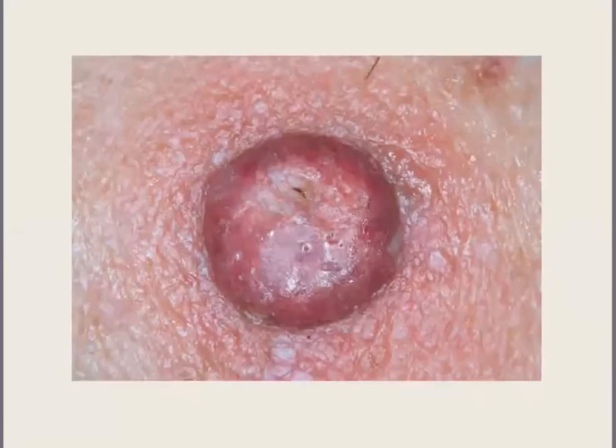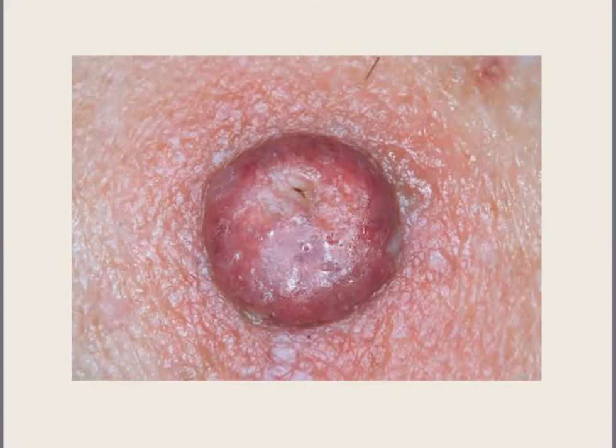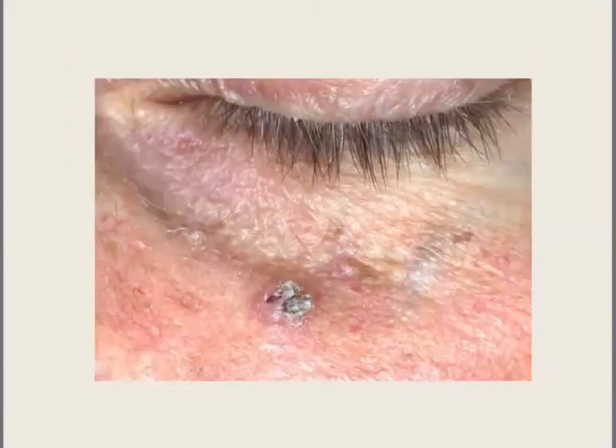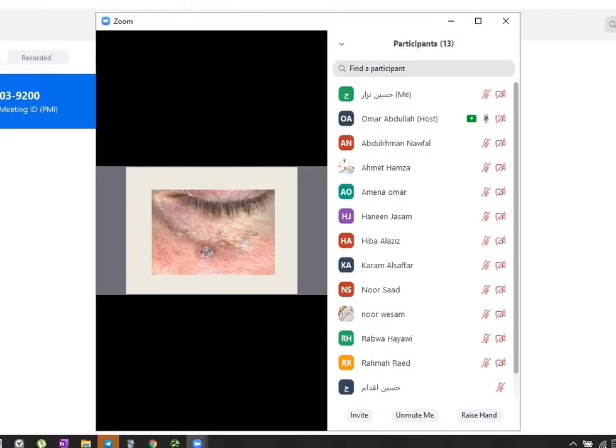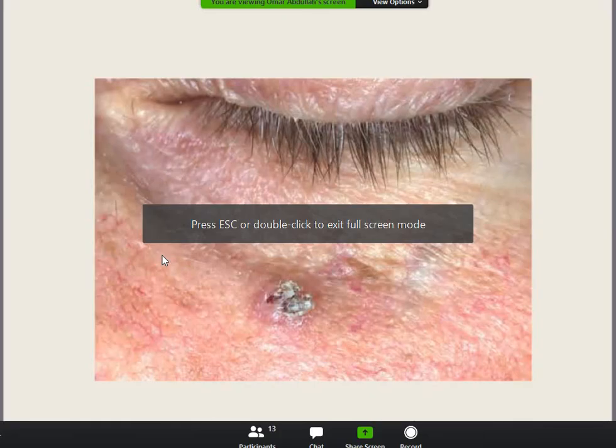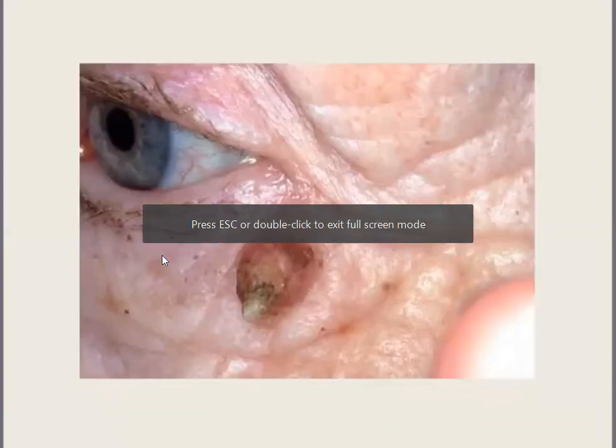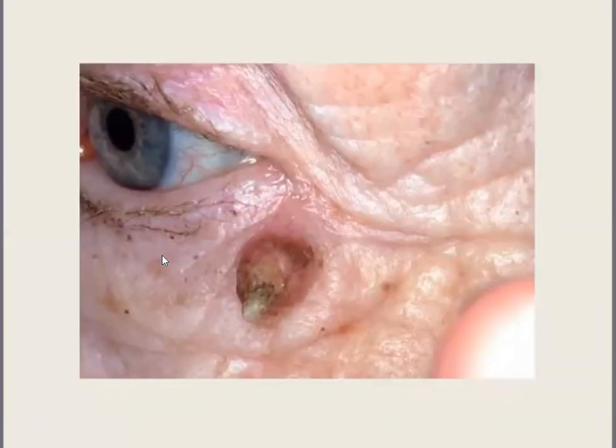Okay. See here there is almost no scale. Squamous cell carcinoma not arising from AK. Almost no scale, and the tumor is firm. You feel it is firm. Okay. Another one, I'm sorry, a squamous cell carcinoma arising from AK.